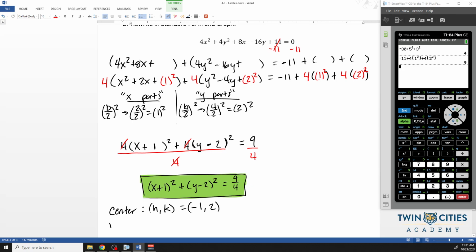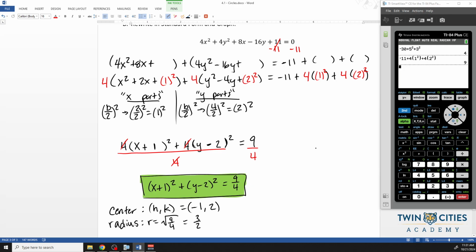And the radius, this is going to be the square root of what is on the right side of the equal sign. So r will be equal to the square root of 9 over 4. Luckily, 9 is a perfect square and 4 is a perfect square. So when I go to take the square root of this, the radius will be 3 over 2, 3 halves, or you can think of that as like 1.5.